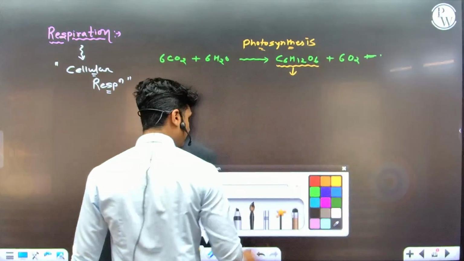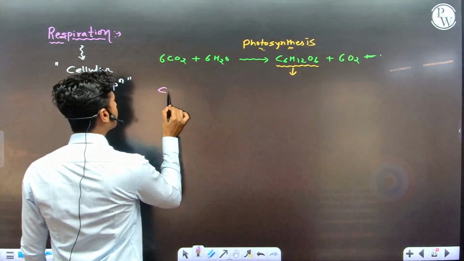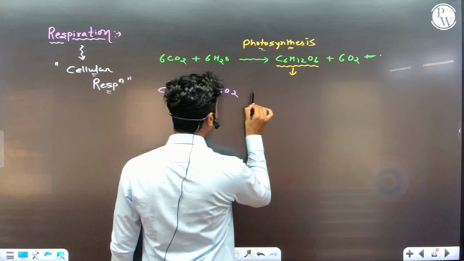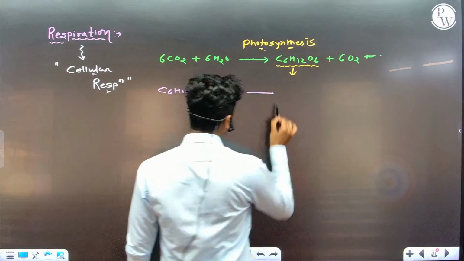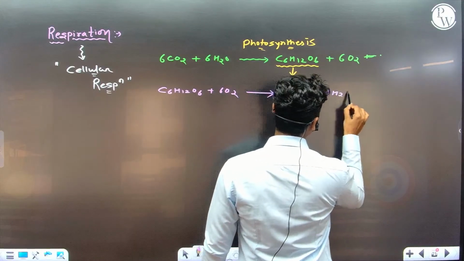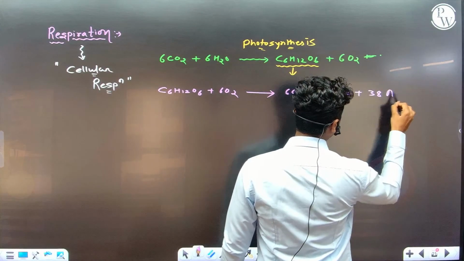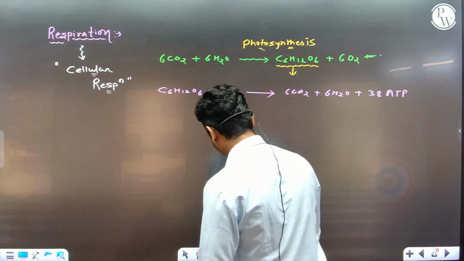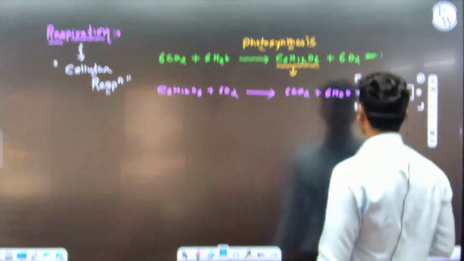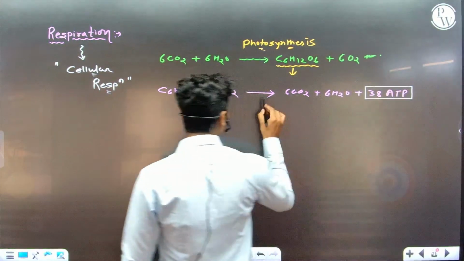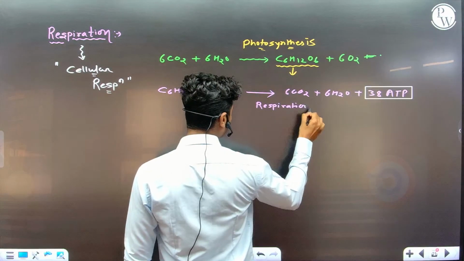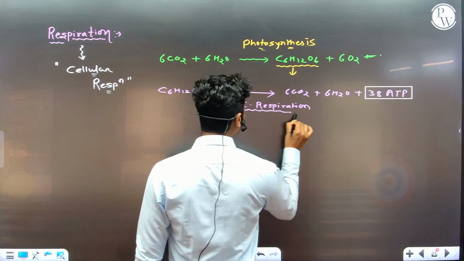It means C6H12O6 in the presence of 6 oxygen molecules gives us 6CO2 plus 6H2O plus 38 molecules of ATP. Now what is ATP? ATP is adenosine triphosphate, energy. This is the reaction of respiration, which we call cellular respiration.